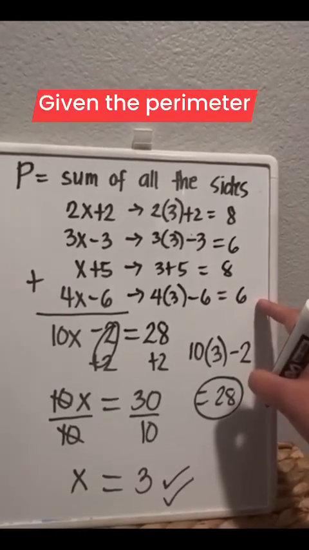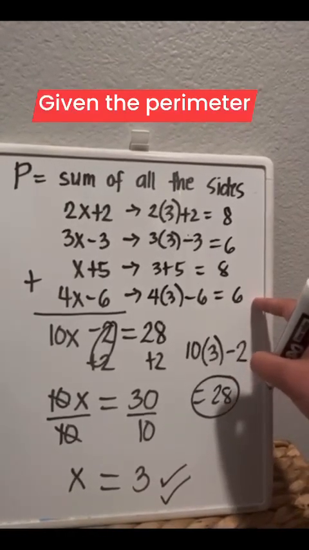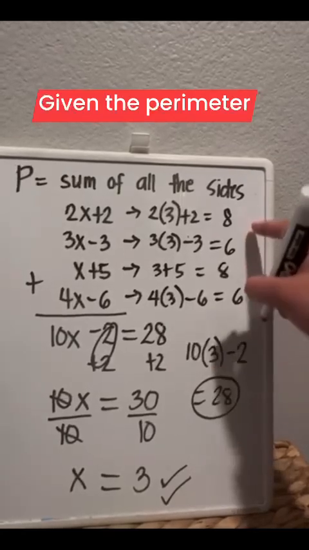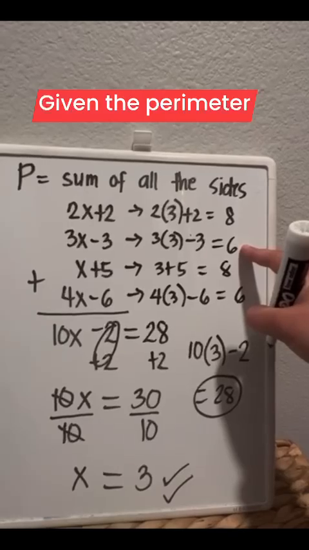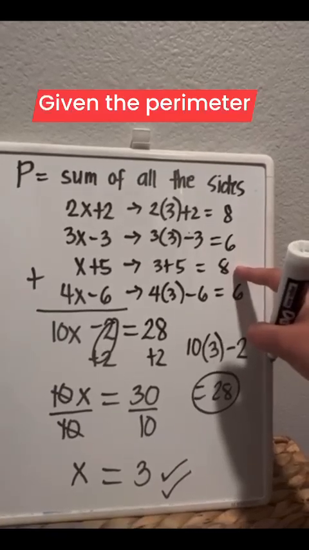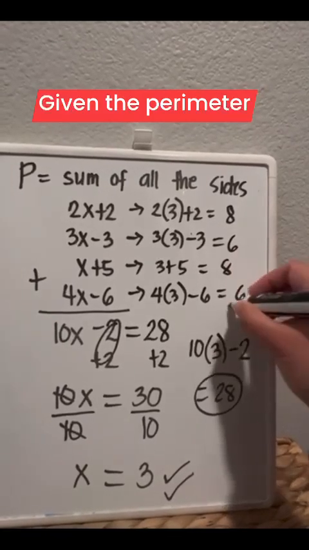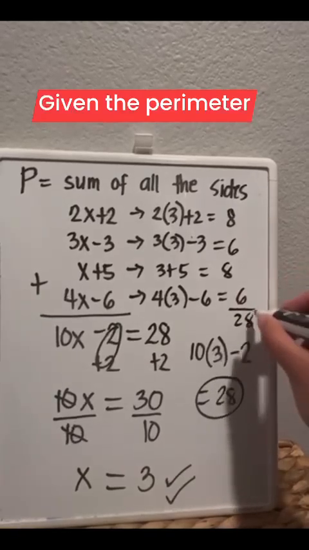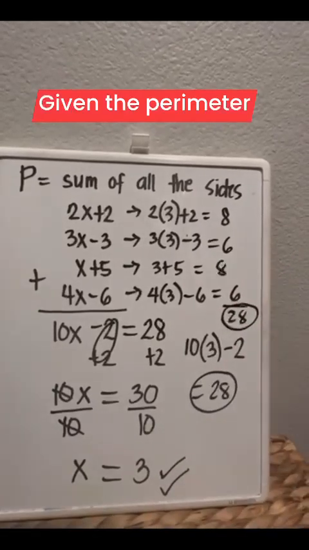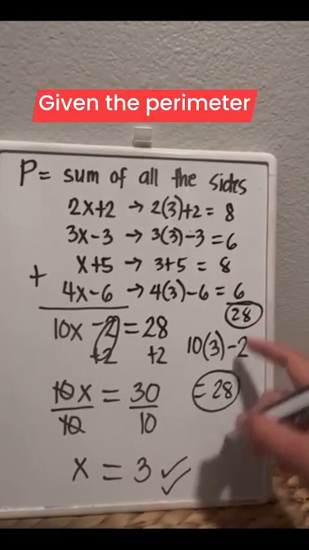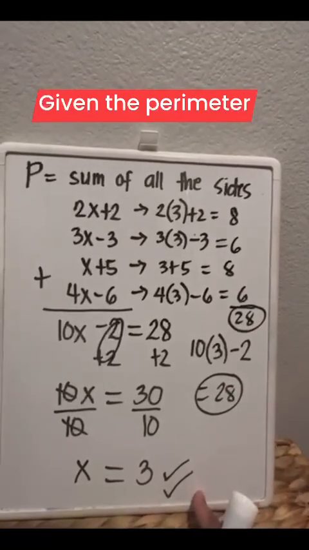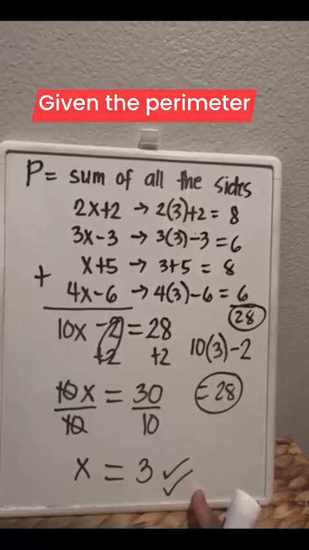So now let's try to check if we will get 28 if we add them together. So 8 plus 6, that's 14. 14 plus 8 is 22. And 22 plus 6 is 28. Alright, so we also get the sum of all the sides, which is 28. So therefore, our answer is really correct.